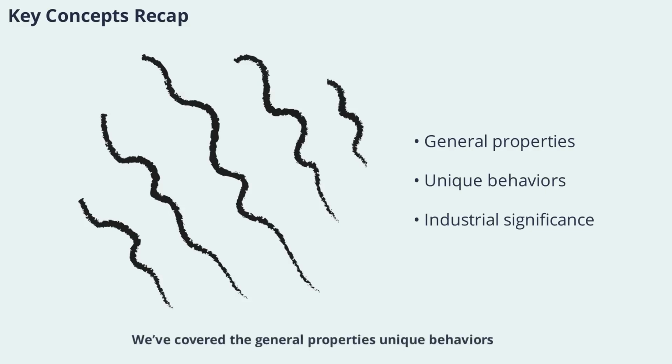We've covered the general properties, unique behaviors, and industrial significance of Group 13 and 14 elements. From the anomalous behavior of boron and carbon to the importance of silicon and aluminium, these elements are central to science and technology. Their compounds and materials continue to drive progress in countless fields.